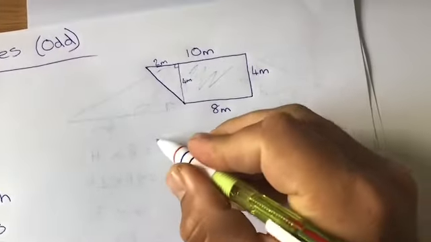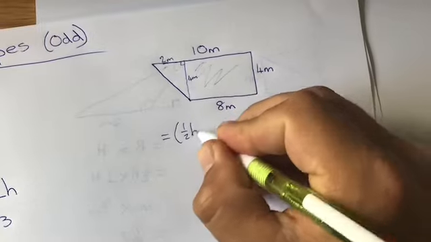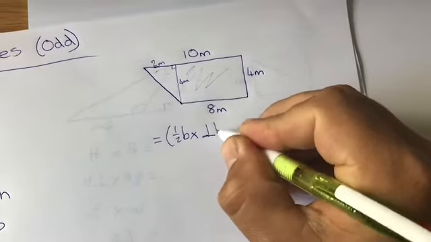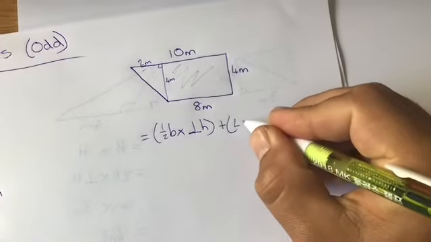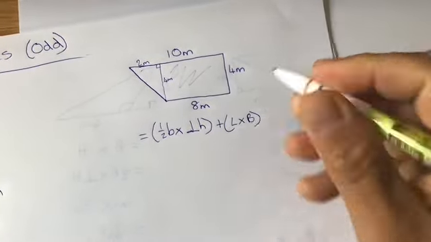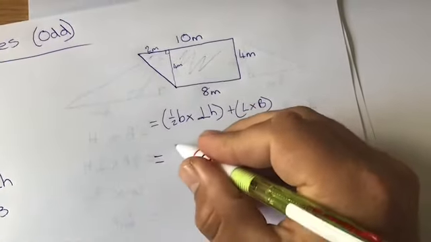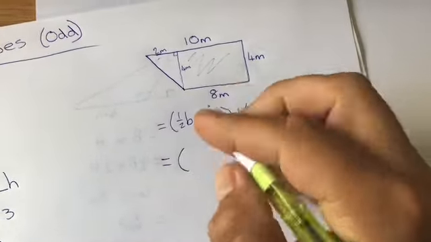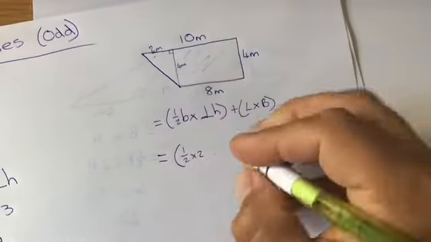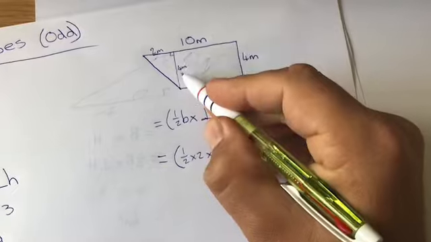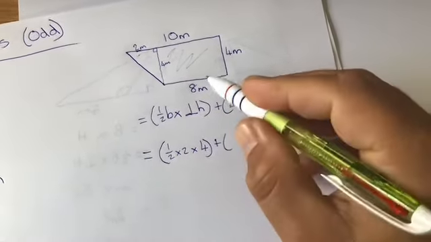So your actual formula would be, let's start off with the triangle. So it's half base times perpendicular height plus, and in the normal rectangle is length times breadth. So that would be your full formula over there, adding up together. So to do the triangle first, half base, so it's half times, we said 2, and then times by the perpendicular height, which we said was 4, plus our length and breadth.